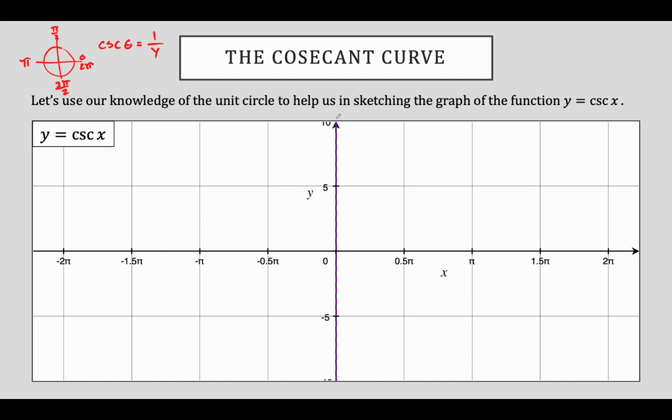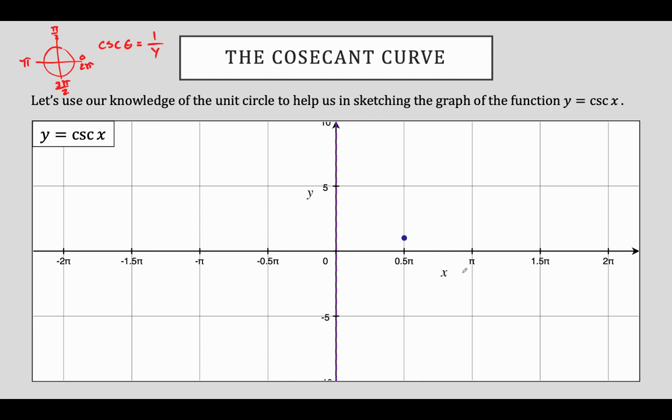Okay, let's now move to pi over 2. The cosecant of pi over 2. Well, here's the angle pi over 2 on our unit circle. Cosecant is 1 divided by y. That would be 1 divided by 1, which is 1. That means when I plug in pi over 2 into my cosecant function, I have to get out 1. All right, notice my scaling here. I've got 5, 10. Let's say 1 is going to be right about here. Okay, pi over 2, comma, 1.